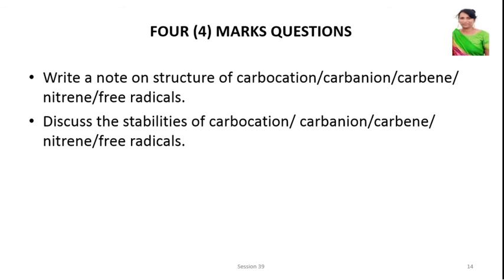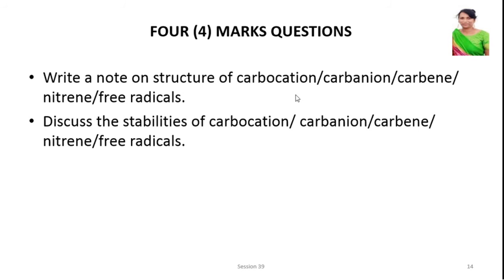Finally we have the 4 marks question. Write a note on structure of carbocation, or write a note on structure of carbanion, or write a note on structure of carbene, write a note on structure of nitrene, or write a note on structure of free radicals. So you can write a note on any one of them, whichever they may ask you. So you are supposed to write, and then you're going to get the 4 marks.